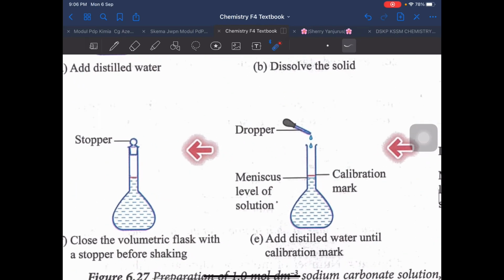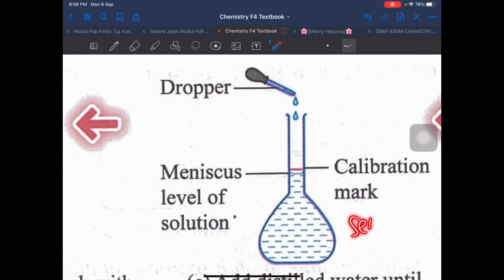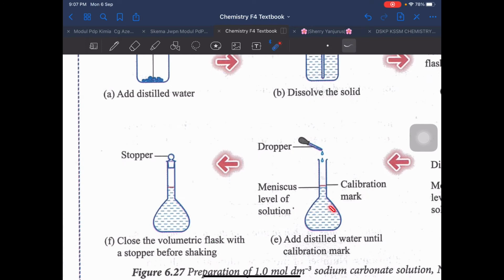Apa itu calibration mark? Tanda senggatan. Dalam bahasa Melayu, senggatan. Apa itu tanda senggatan? Dia akan ada macam tanda di sini. Tanda di sinilah 250 cubic centimeter isi dia. That's calibration mark. Ada tanda. It's not very obvious because this one is kaca, right? It's not very obvious. Dia bukannya hitam kah, merah kah? No, but memang boleh nampak that calibration mark. So tambah air sampai calibration mark.